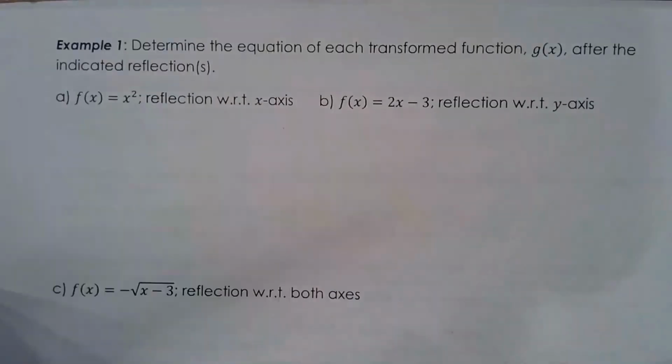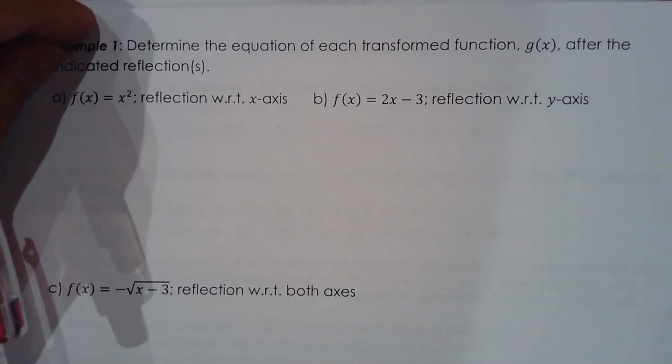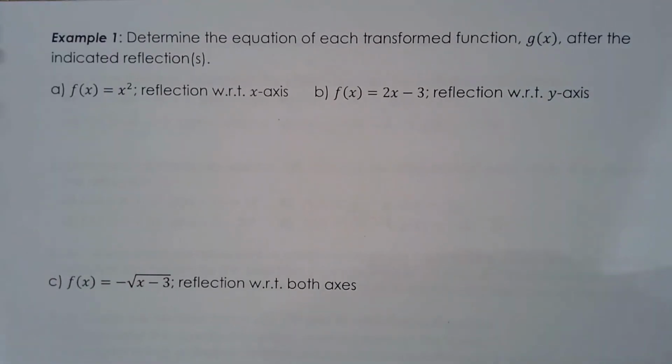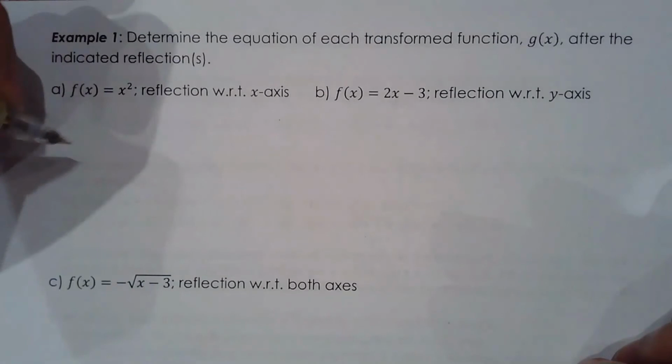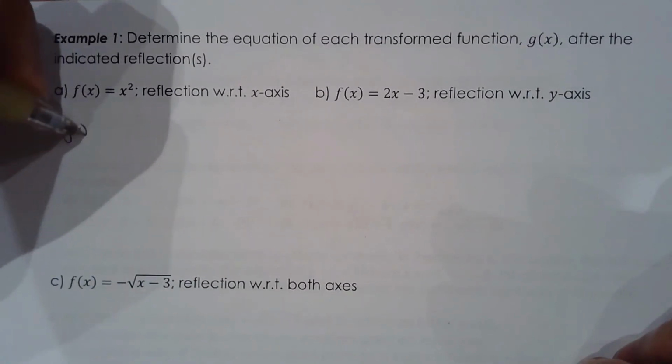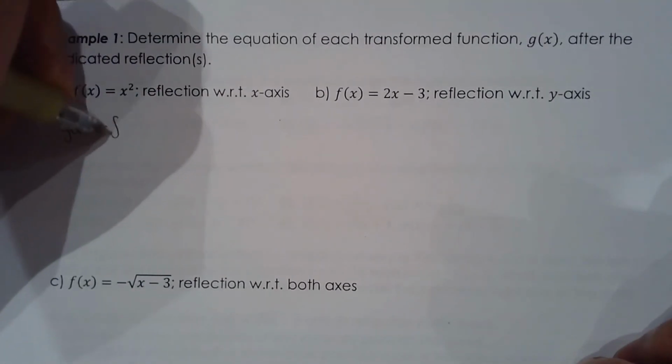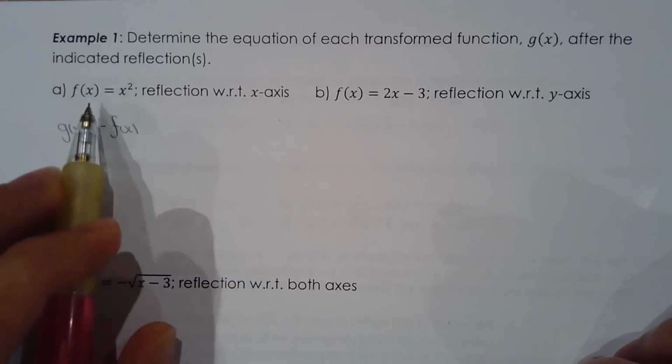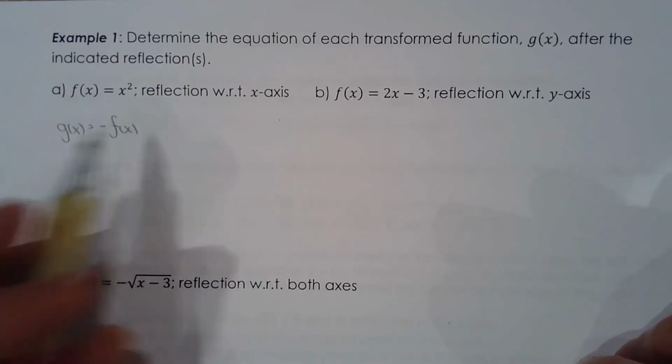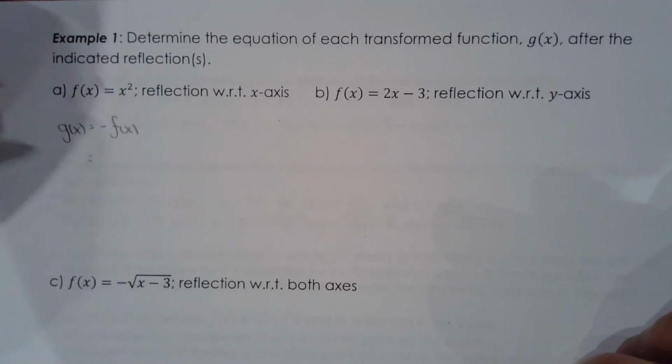Now we are going to determine the equation of each transformed function, g of x, after the indicated reflection. So if I'm reflecting with respect to the x-axis, g of x equals negative f of x, because I'm reflecting it with respect to the x-axis. So that's negative x squared. All right, that's the equation.